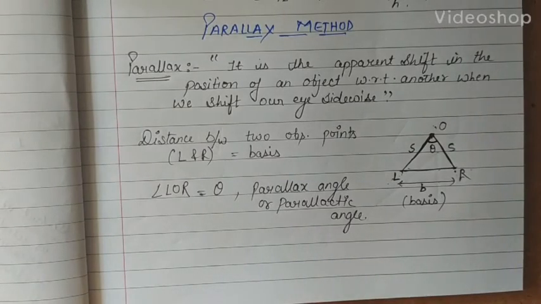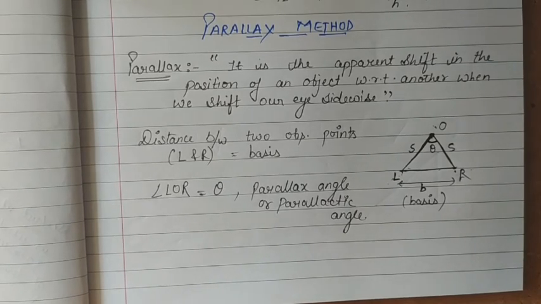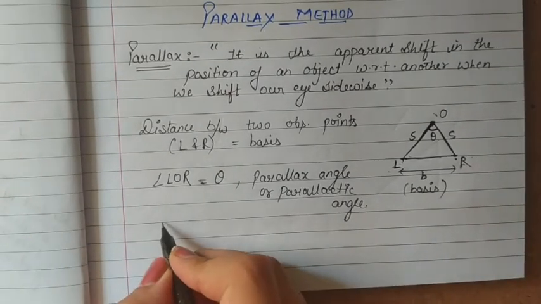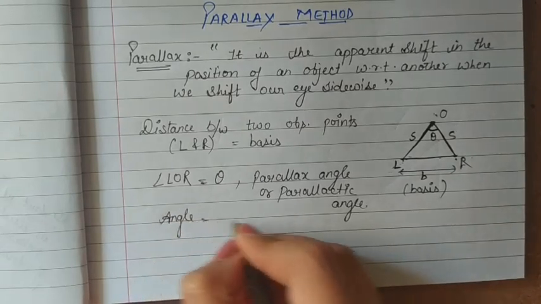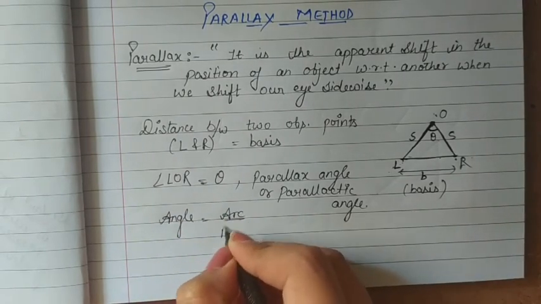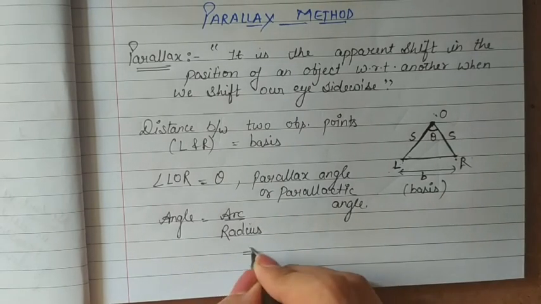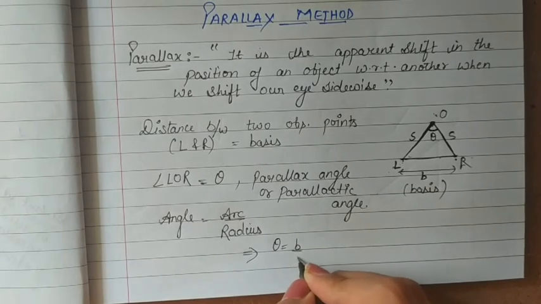So parallax is the apparent shift in the position of an object with respect to another when we shift our eye sidewise. Now from simple trigonometry we know that angle is equal to arc upon radius. So from this formula and the diagram we made, we get theta is equal to b upon s.